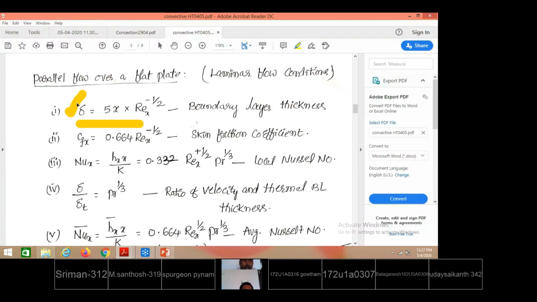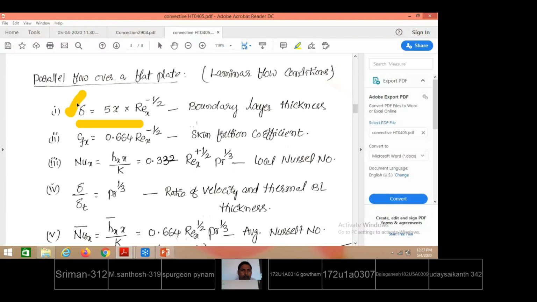As I told you, there is also a relation between the velocity boundary layer and the thermal boundary layer. These are all derived from dimensional analysis, so I don't do the entire derivation, only the final conclusions are presented here. The relation between the hydrodynamic boundary layer and thermal boundary layer is Prandtl number to the power 1 by 3. Knowing the hydrodynamic boundary layer at the same location, we use this relation to get the thermal boundary layer.